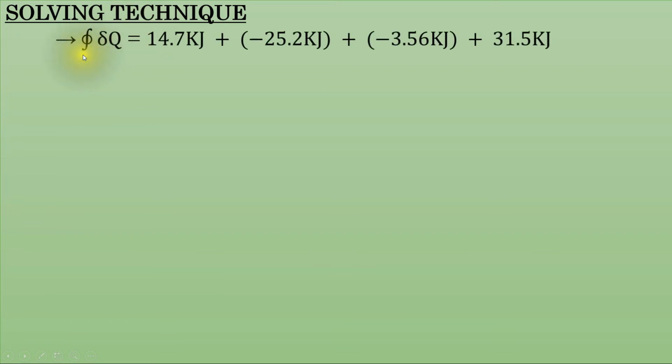Now we will move to the solving technique. First we will find the value of cyclic integral of δQ. For finding the value of cyclic integral of δQ, we have to just add the four different heat values from four different processes. It's just simple. We have to just add the four heat values. So cyclic integral of δQ is equal to 14.7 kilojoule plus of minus 25.2 kilojoule plus of minus 3.56 kilojoule plus 31.5 kilojoule.